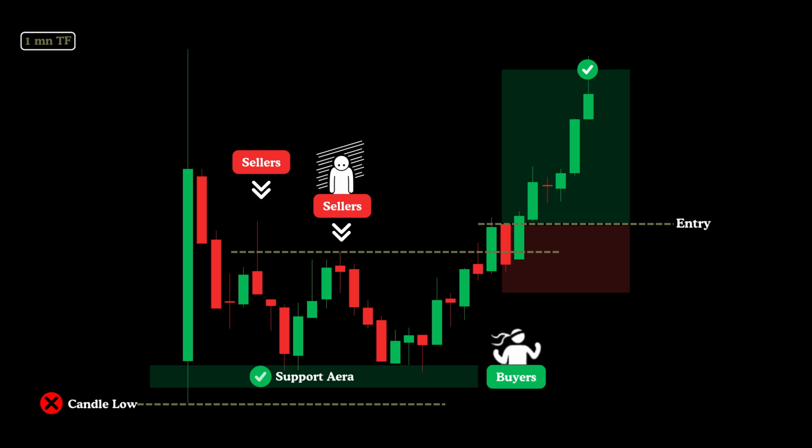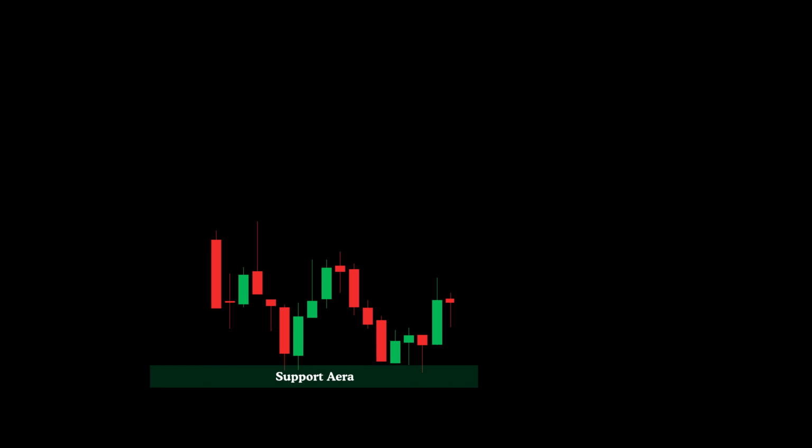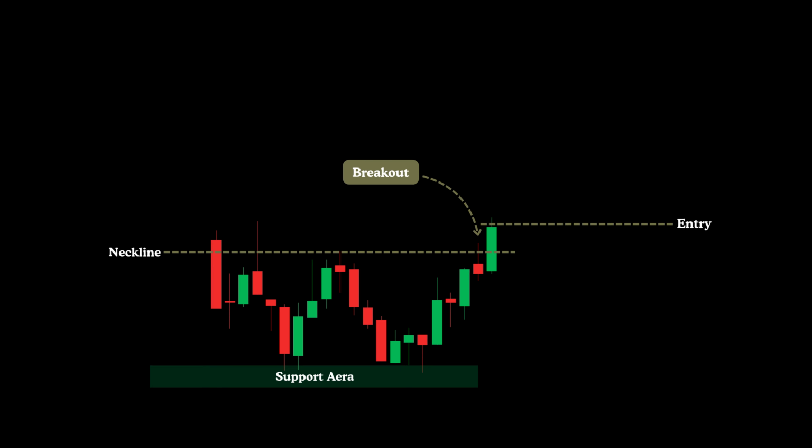Hence, if the market is bullish in the larger time frame, you can anticipate a double bottom pattern near the support area in the 1-minute time frame. In the double bottom pattern, we can take a long trade by using the neckline of the pattern. After a breakout, we plan our trade entry and set our stop loss below the breakout candle.